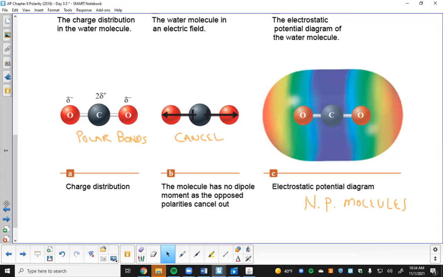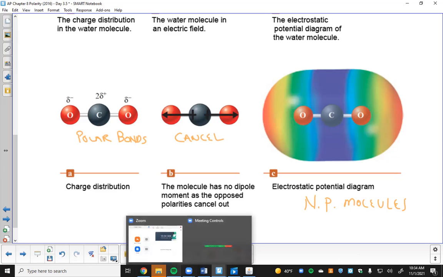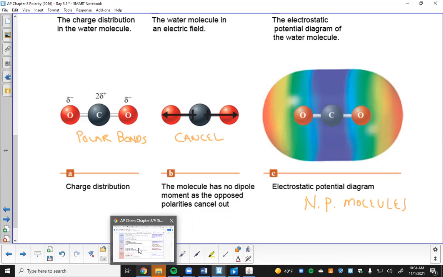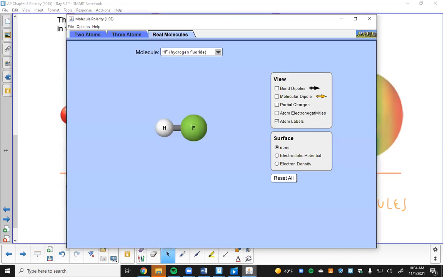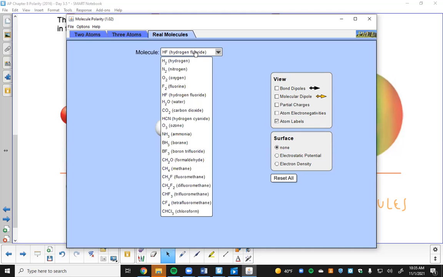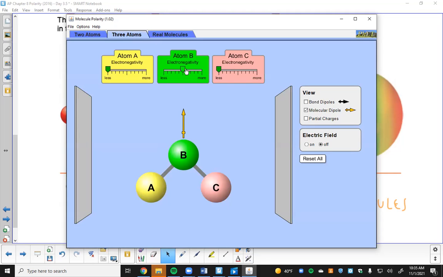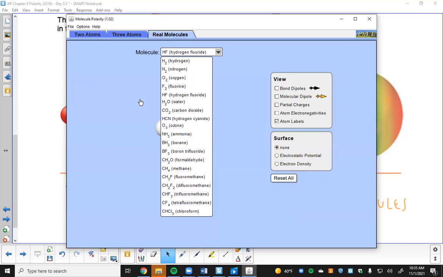So I went and I looked at another diagram that has this, which is that PHET website. Where did I have that? I have this one linked to your syllabus, but they have a PHET for polarity as well as shapes. And you can pick your molecules if you want, or you can play around with making your own molecule. You can increase the electronegativity of one and decrease the other and see how it changes the whole thing. Okay, whatever. But I just wanted to look at a real molecule.